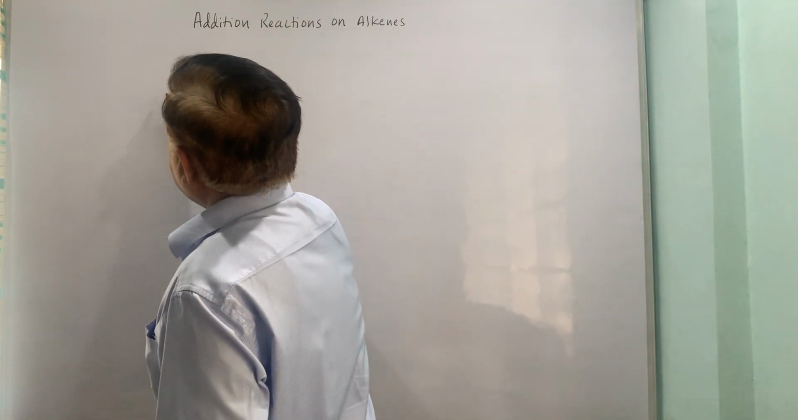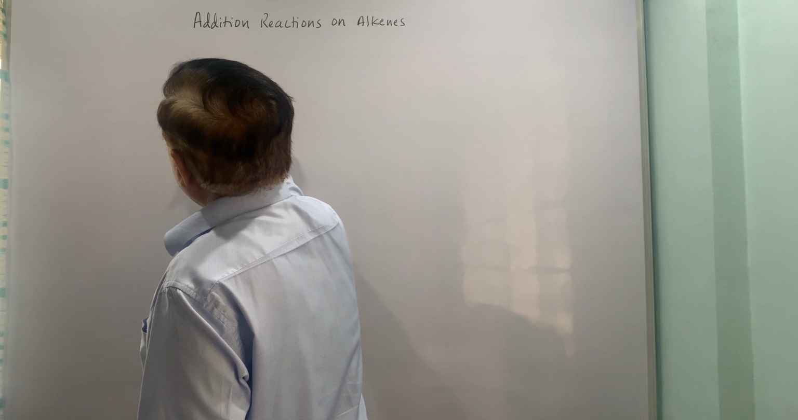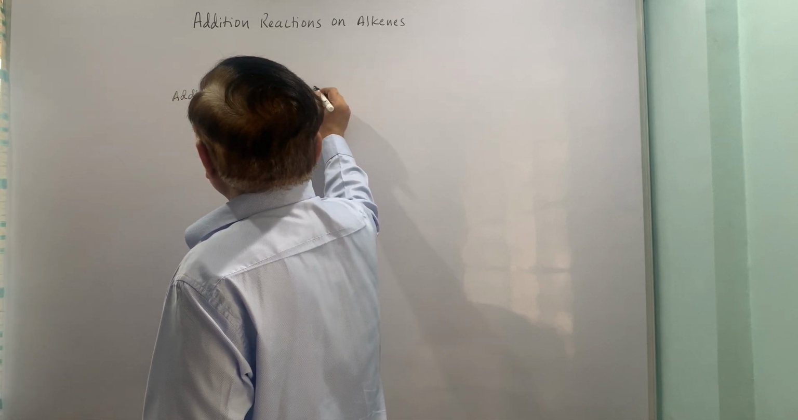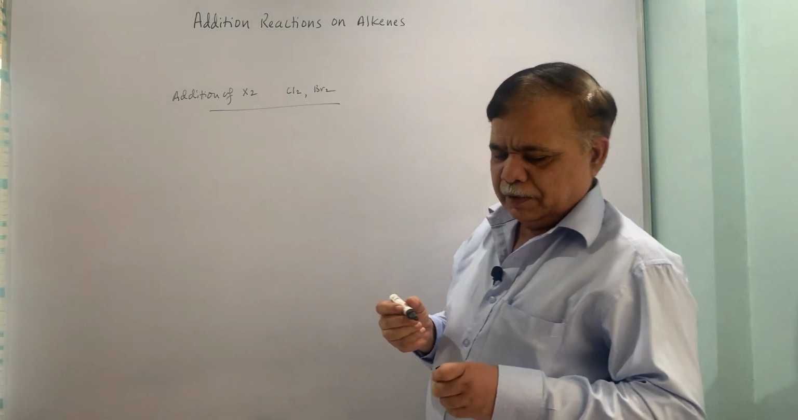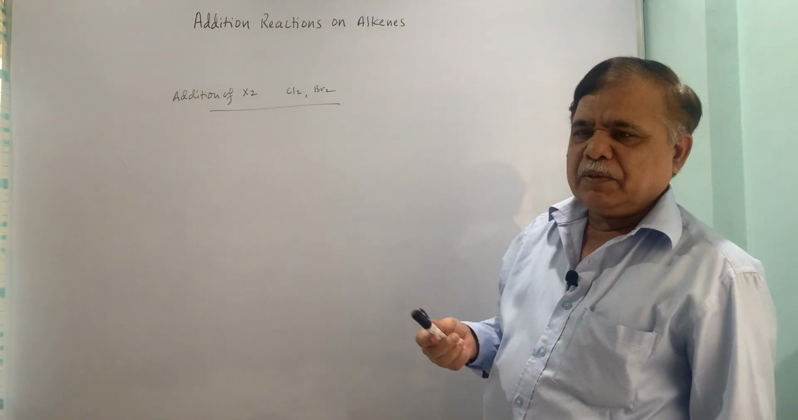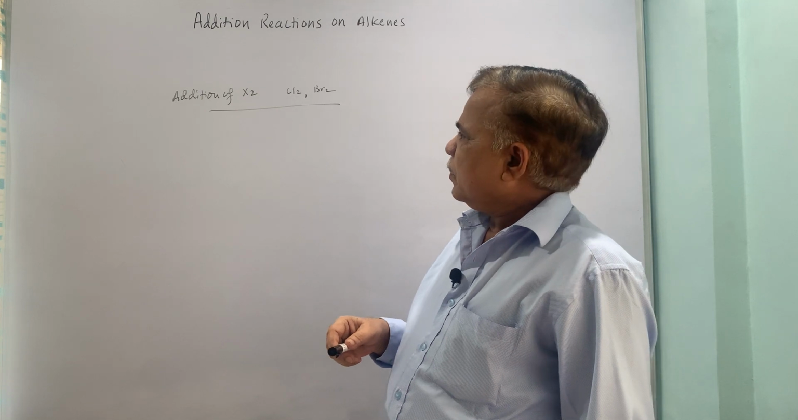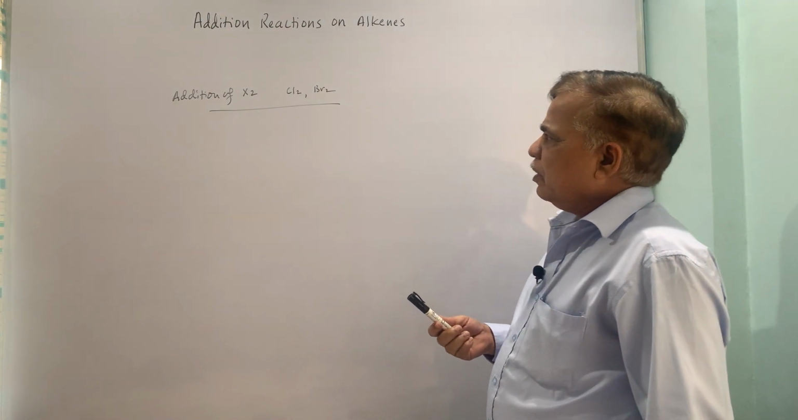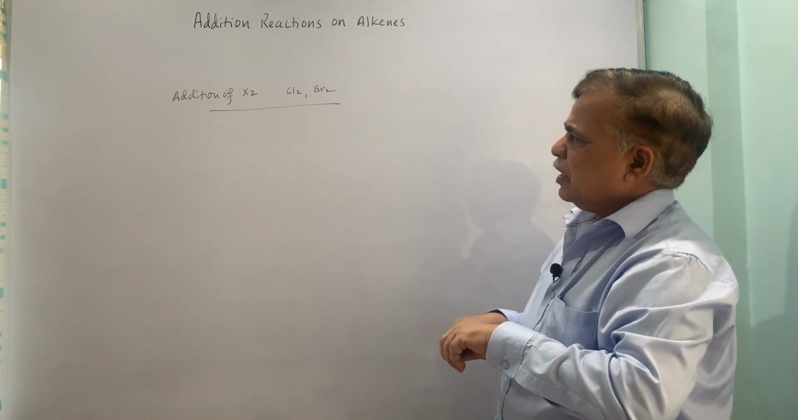Second reaction is addition of halogen. The addition of halogen, generally we talk about addition of chlorine and bromine only, because with fluorine, the problem is there with glassware, you cannot handle fluorine. Iodination is a reversible reaction, so synthetically not very useful.